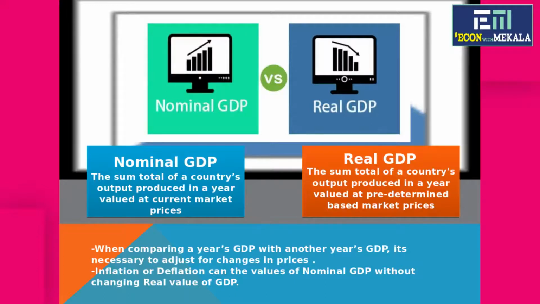So, what is nominal GDP? Nominal GDP is calculated at current market prices. It also includes all the changes in market prices that have occurred during the current year due to inflation or deflation. Real GDP is different from nominal GDP because real GDP is calculated at the market prices of some base year.